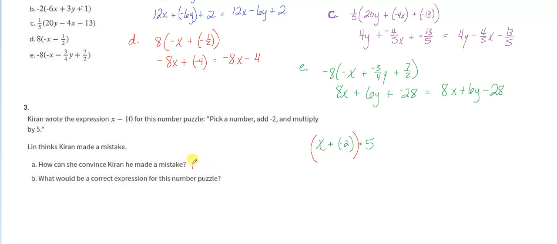Alright, so how can we convince them? You could mention something about PEMDAS, where multiply comes before add, right? That's kind of important. The correct expression would be what I've written out here.